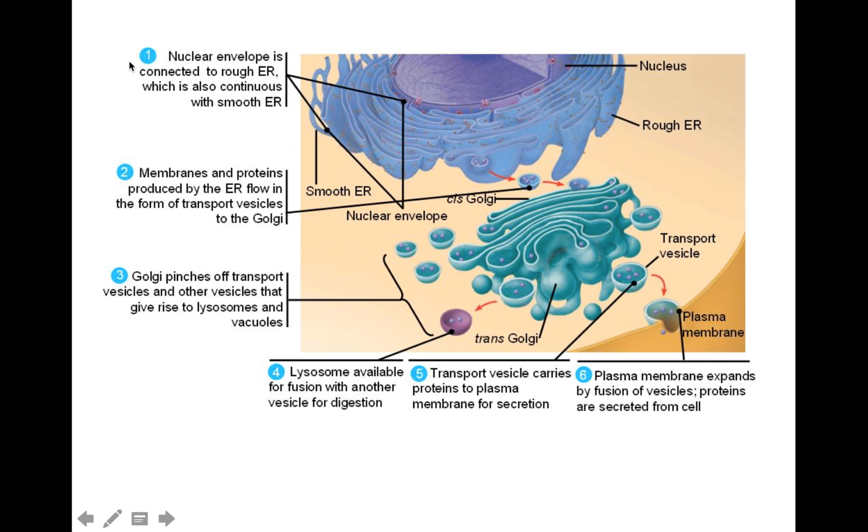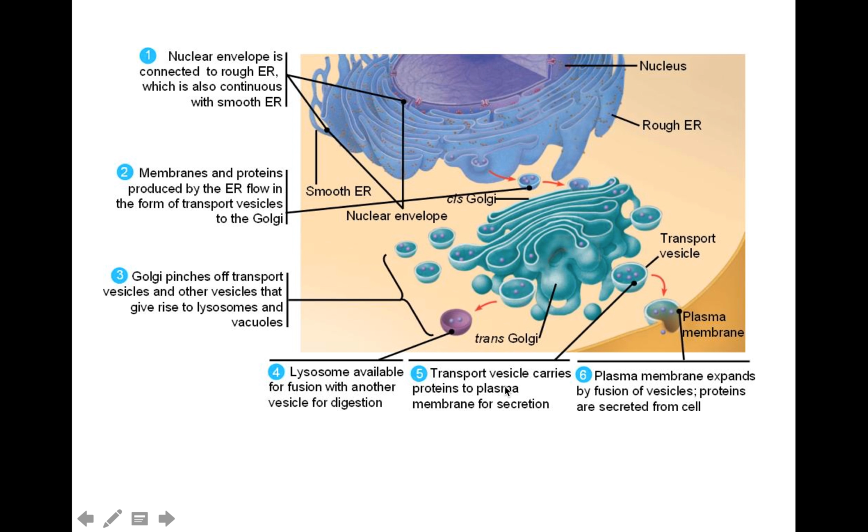Now these proteins get modified and repackaged until it reaches the end of the Golgi apparatus, where different fates can arise. So here it says Golgi pinches off transport vesicles and other vesicles that give rise to lysosomes and vacuoles. So maybe these proteins are destined to become enzymes that break things down. So they'll become the garbage bin of the cell, or the storage people. But lysosomes break things down, vacuoles store things. Lysosome is available for fusion with other vesicles for digestion. So then when it's active, it will fuse with maybe a protein that needs to be degraded and basically eat it, not eat it, but recycle the parts.